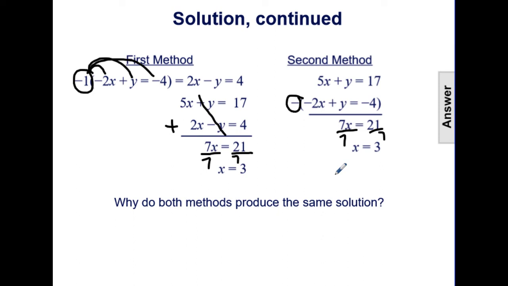Both methods produce the same solution. Well, why? Why would that happen? Well, when you add a negative or subtract, adding a negative is the same thing as subtracting. That's why we get the same result. In both, we get x equals 3.